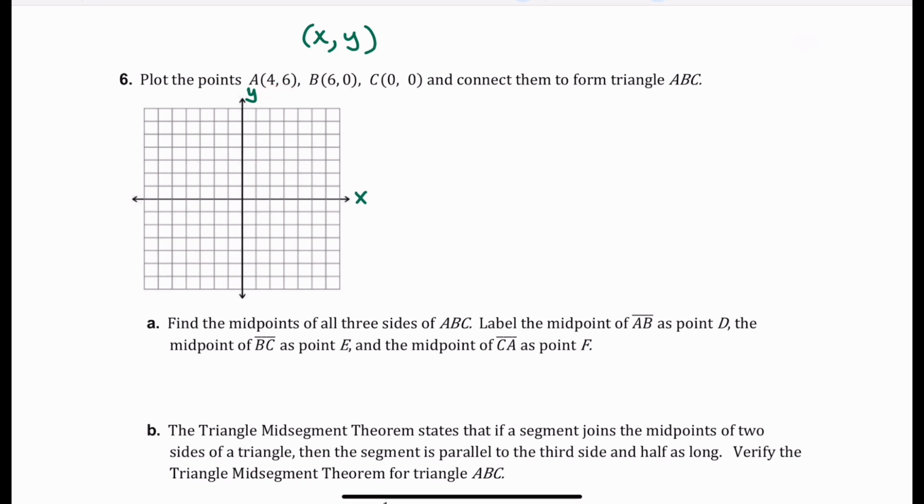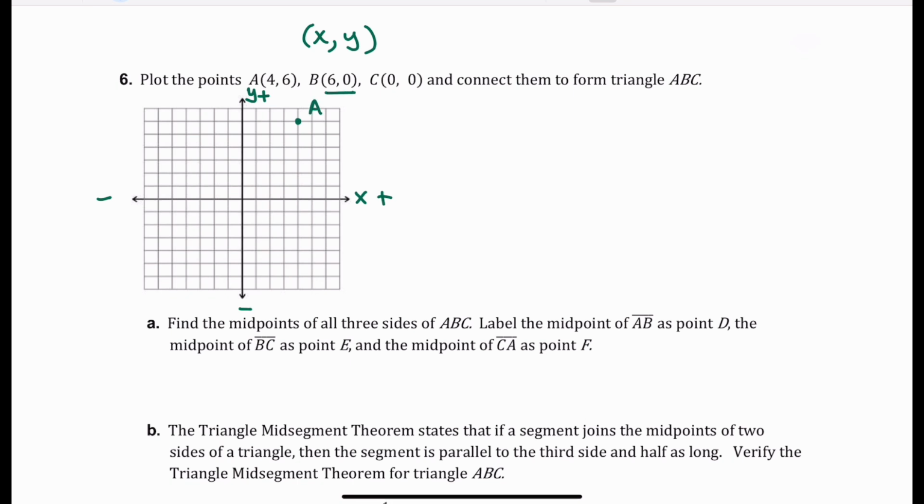That means we're going to go 4 in the positive x direction. This is positive, this is negative. And then we're going to go up 6 in the positive y direction. It goes up, and then down is negative. So we're going to go over 4, 1, 2, 3, 4. We're going to go up 6. And this is where our point is going to be. So this is point A.